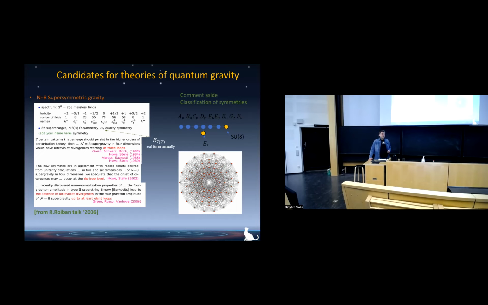And this is the first candidate, because maybe gravity itself is okay, but with a big number of symmetries. So what is the problem? In nature we do not observe all these 256 particles. We don't observe them. They should be broken by this Higgs story somehow. And we do not know how it should happen.